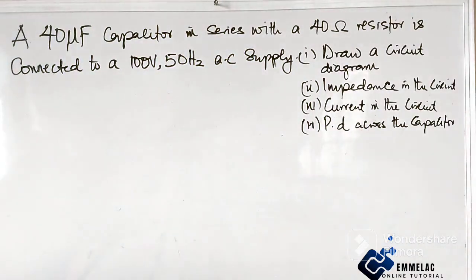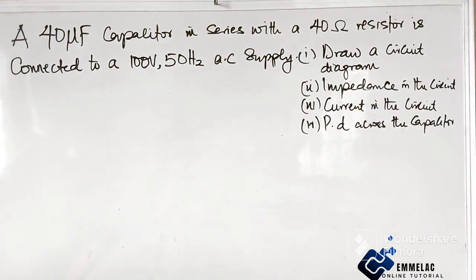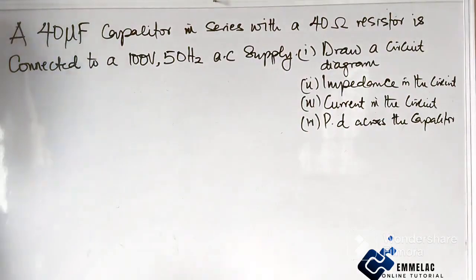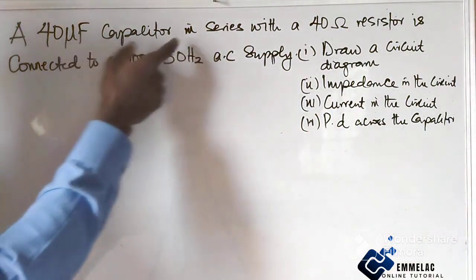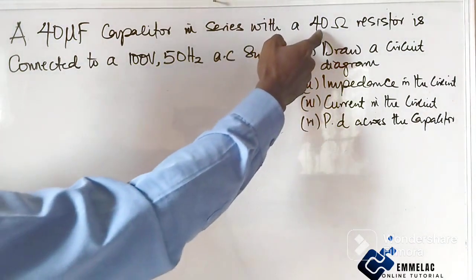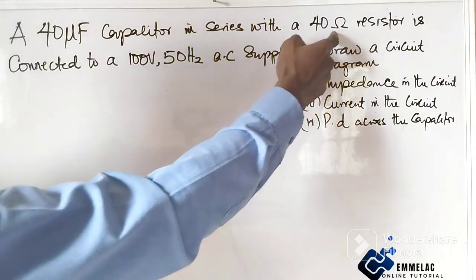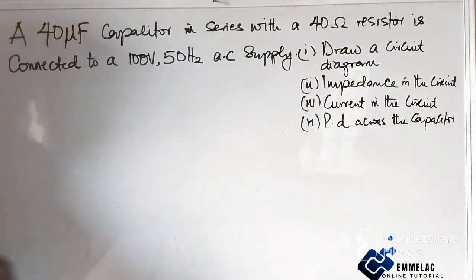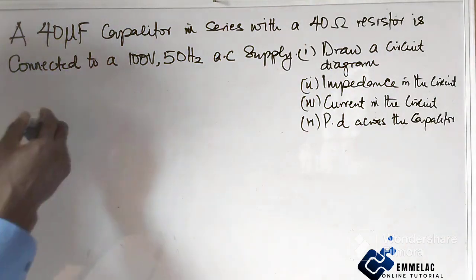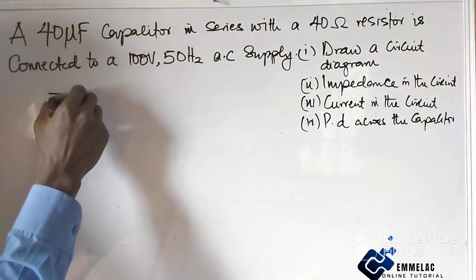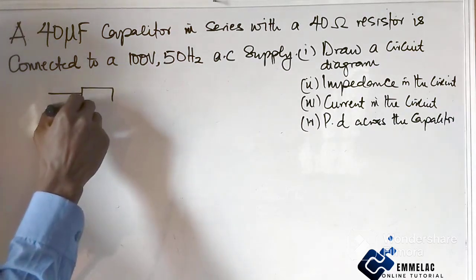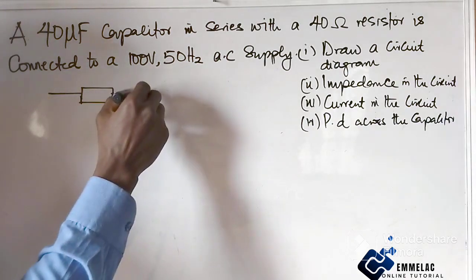Okay, so how do we get started to solve this? All right, drawing this now, what do we do here? Since the capacitor is in series with the 40 ohms resistor, okay, since they're in series, what we're going to do here now is draw this in series.